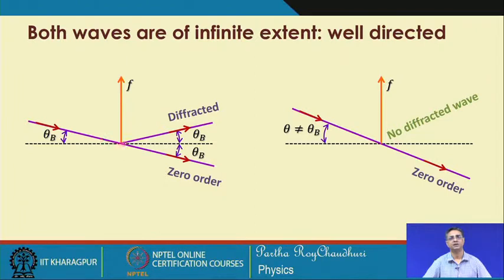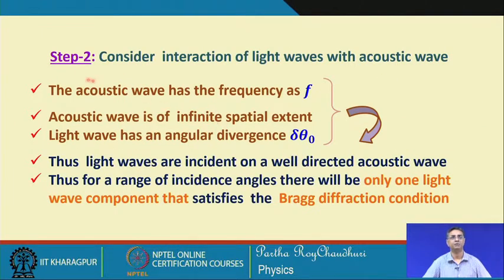So, the interaction is 1 to 1, you have a diffracted beam which is given by this theta b, and if this does not satisfy the Bragg condition, then there is no diffracted wave. There is no diffracted wave, only you will get the 0th order, the undiffracted direct beam, through beam.